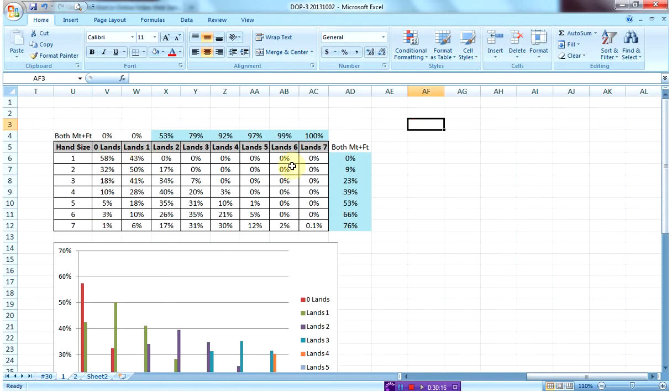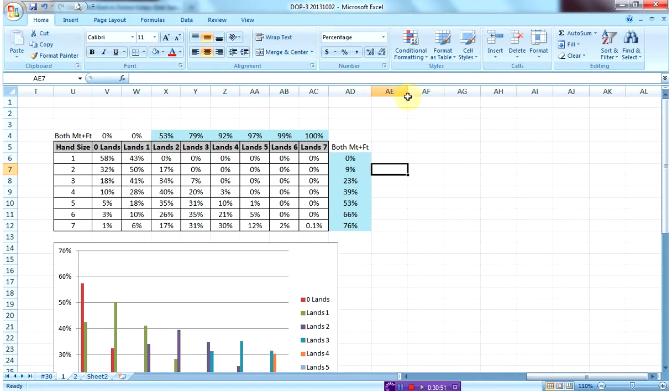So 17% of the time in a 2-card hand, both of those cards would be lands. And of that 17% chance, 53% of the time, it would be 1 mountain and 1 forest, based on a 40-card limited deck with 17 lands, 9 mountains, 8 forests.